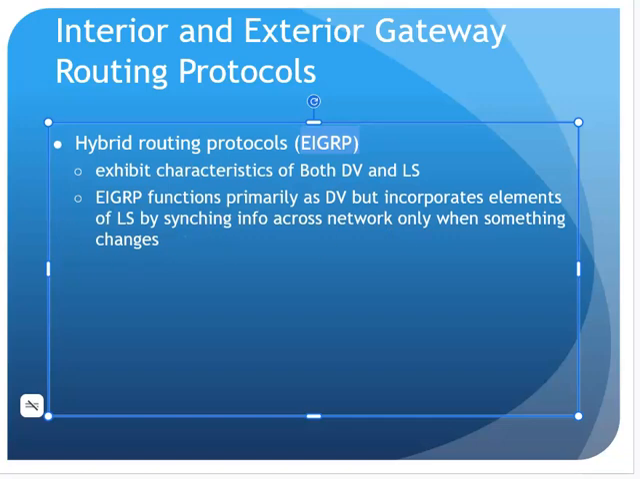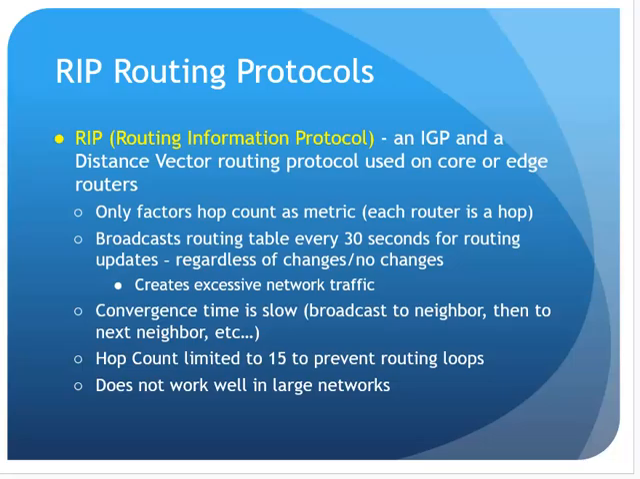All right, let's take a look at these in a little bit more detail. RIP, again, this is historical. Most places do not use RIP anymore. Distance vector, it only factors hop count. It's going to broadcast the routing table every 30 seconds. That creates a lot of traffic.